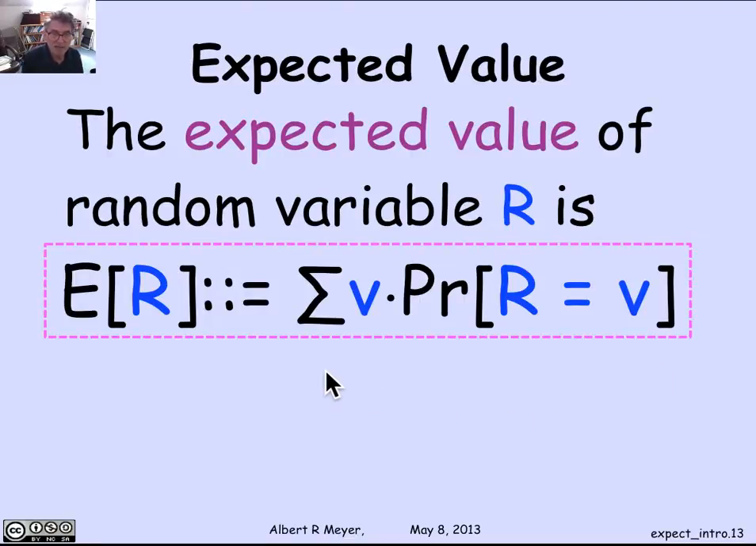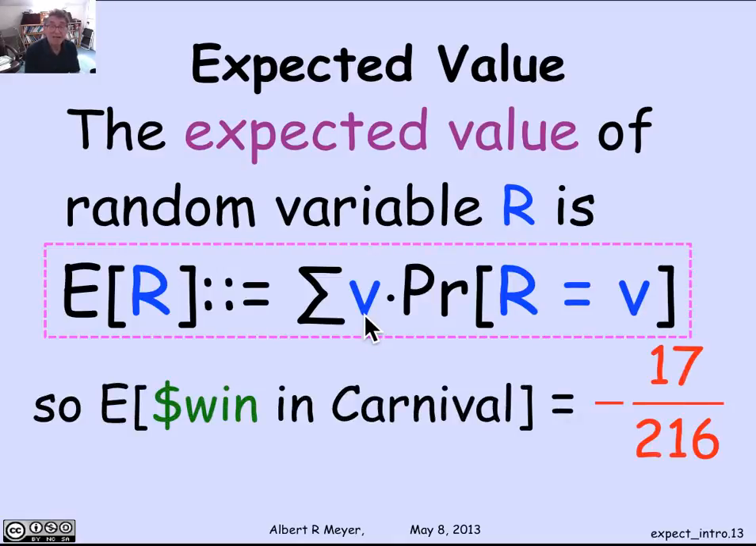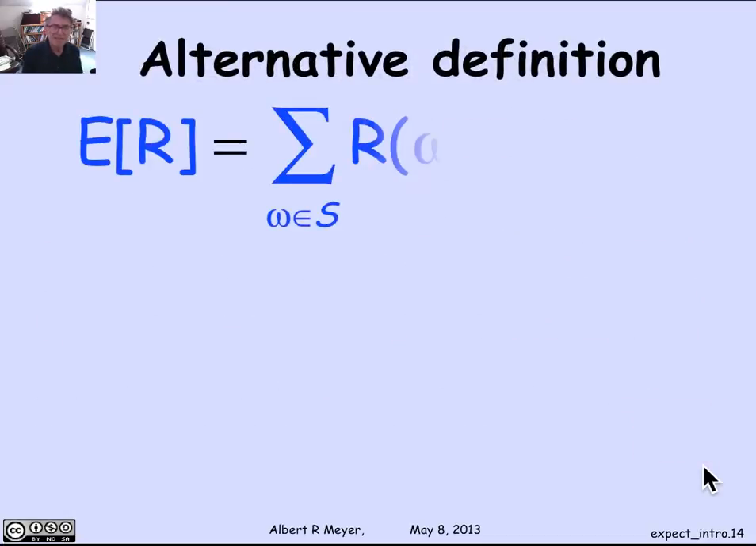Now let me mention here that this sum works because we're assuming a countable sample space, so R is defined on only countably many outcomes, which means it can only take countably many values. So this is a countable sum over all the possible values that R takes. And what we've just concluded then is the expected win in the Carnival Dice game is minus 17 216ths. Check this formal definition of the expectation of a random variable against the random variable defined to be how much you win on a given play of Carnival Dice, and it comes out to be that average, minus 17 over 216.